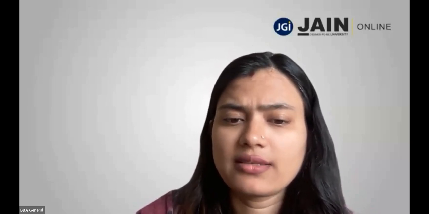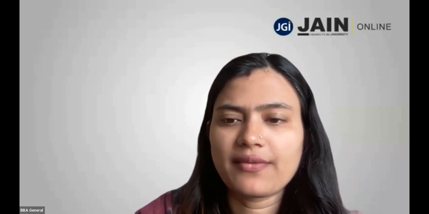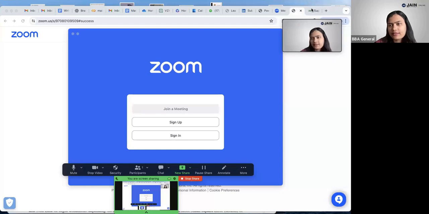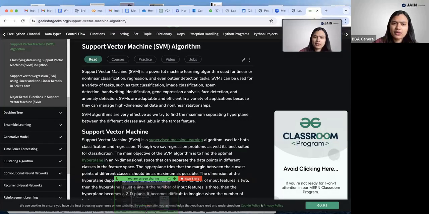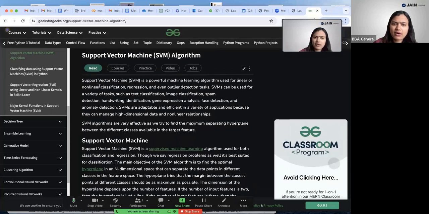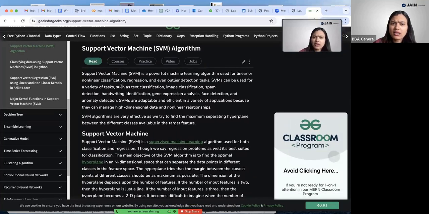Today we will learn about support vector machine. Let's see what is support vector machine. So here is the tutorial that I'm presenting for support vector machine. It is also called SVM. SVM is a powerful machine learning algorithm which is used for linear and nonlinear classification as well as regression, and it is also used to detect the outliers in the data. So let's understand what that means.